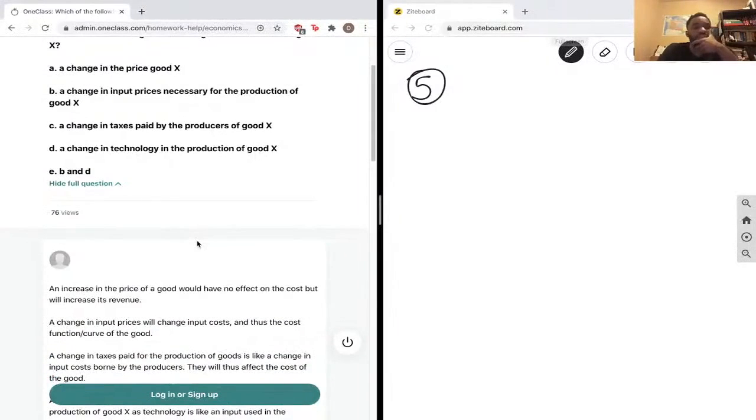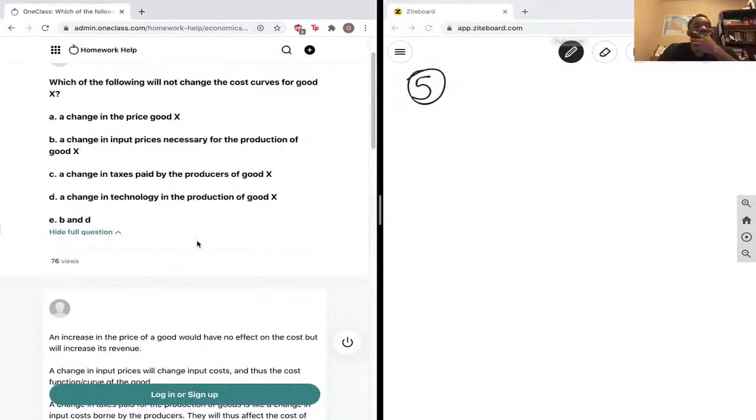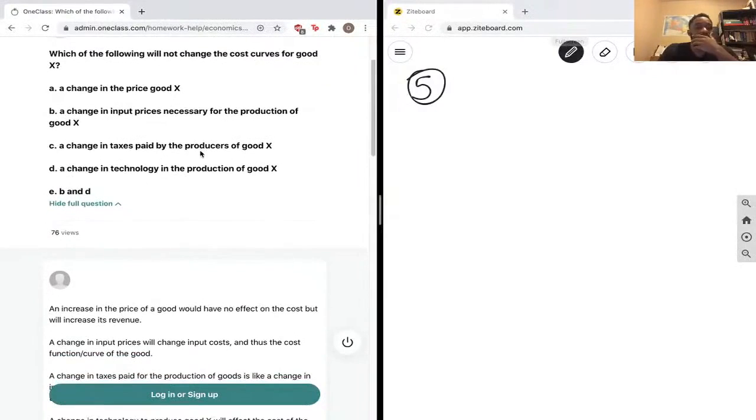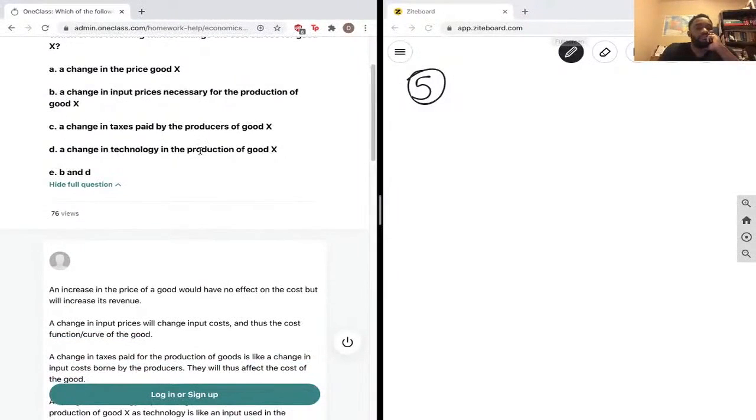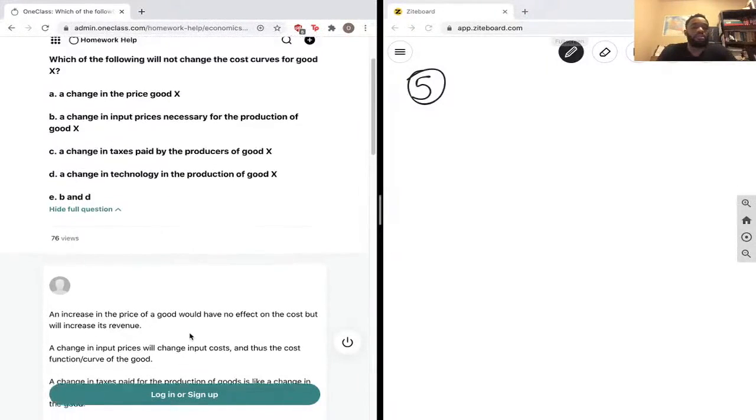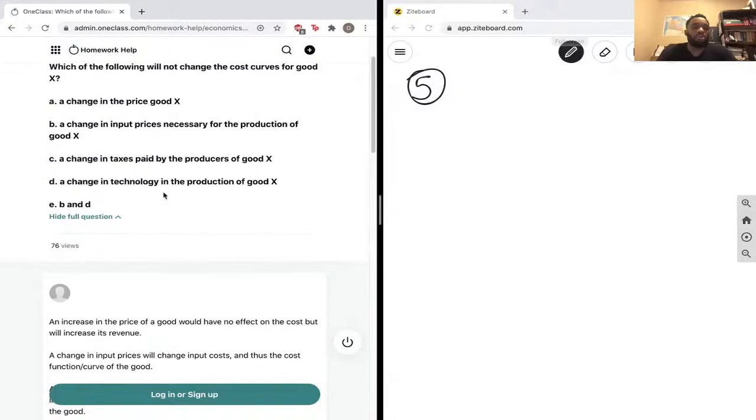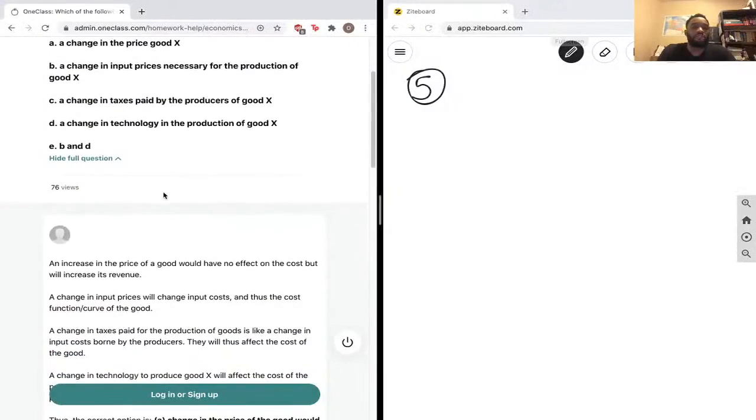An increase in price of a good would have no effect on the cost, but it would increase revenue. And we agree with that. So from that, we're saying A is correct. Let's see our other options though. A change in input prices will change input costs and thus the cost function or curve of the good. So a change in input prices does arise because of a change in input costs, and that affects the cost curve. So it definitely affects cost of production. So it can't be option B.